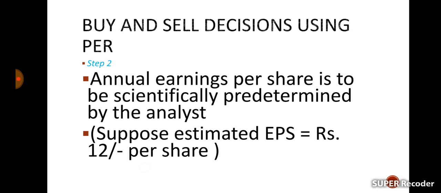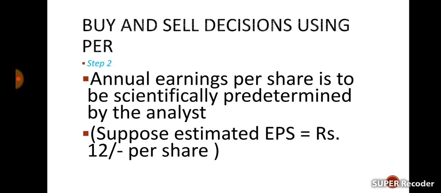Then the second step is to determine earnings per share. Our first step is to identify PER, and the second step is to determine or calculate earnings per share of the company. Suppose we have estimated earnings per share as rupees 12 per share.